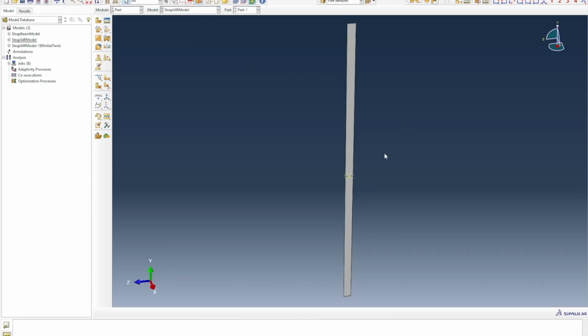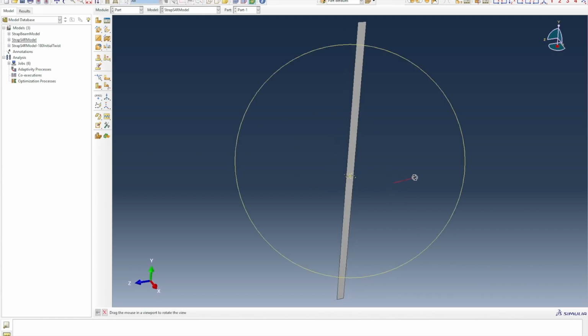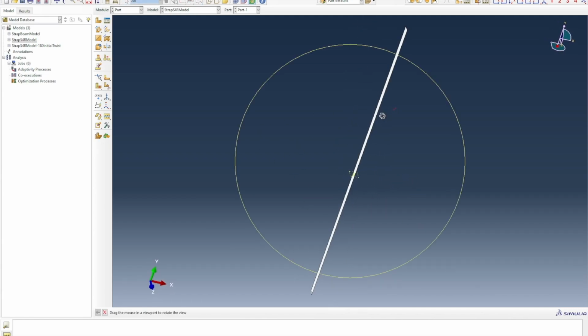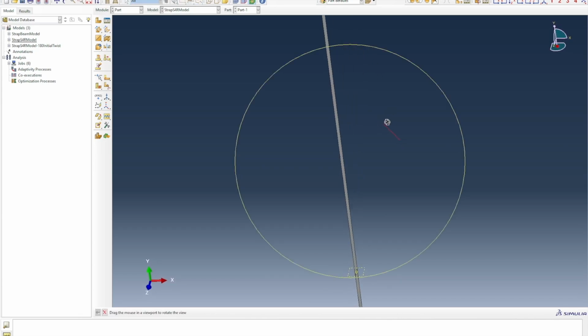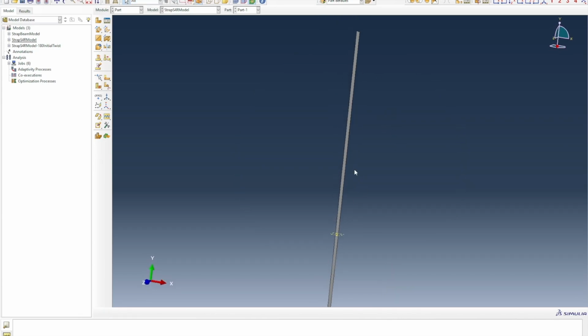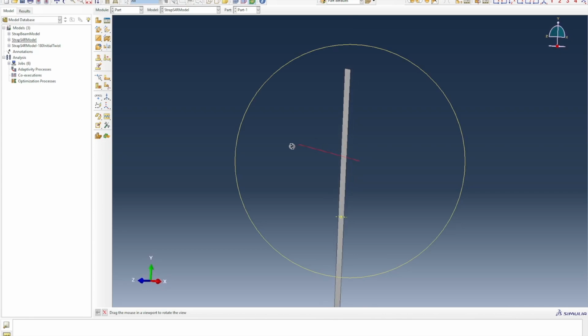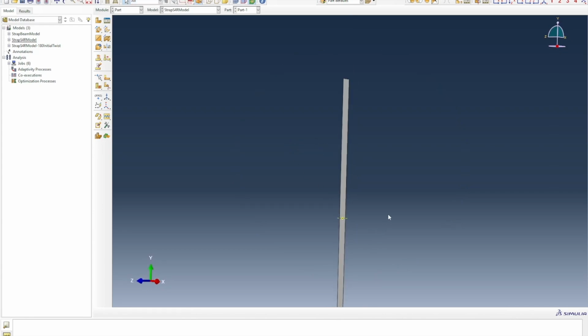The second model here is actually a shell done directly here in Abaqus. This is just a flat surface essentially. We gave it a thickness later on. But yeah, just a shell that we did to model the essentially flat strap.